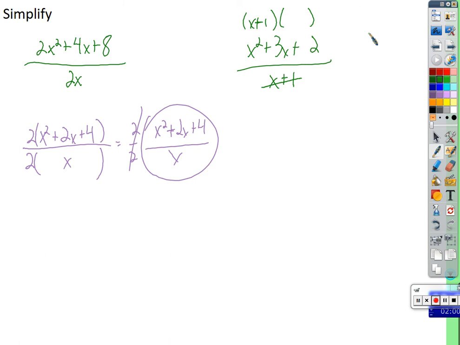X, I think. Just x? Or x plus 2. Oh, I see what you're saying. X plus 2, so you're saying write an x and then write plus 2. Yeah, x plus 1 times x plus 2 does equal x squared plus 3x plus 2. So we can cancel them out. We get x plus 2 is the final result.